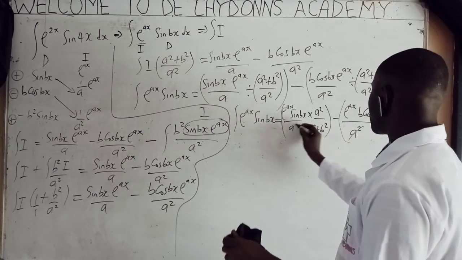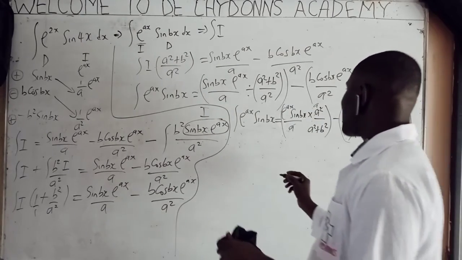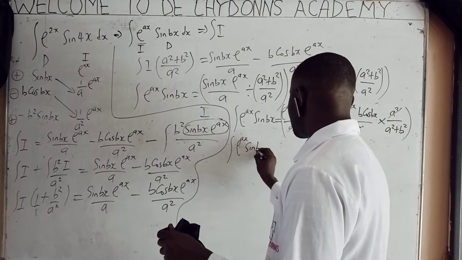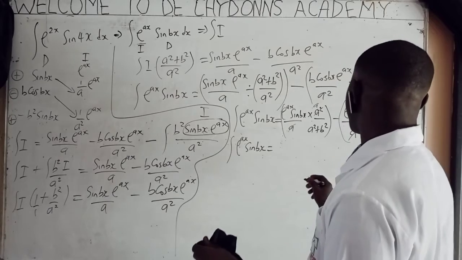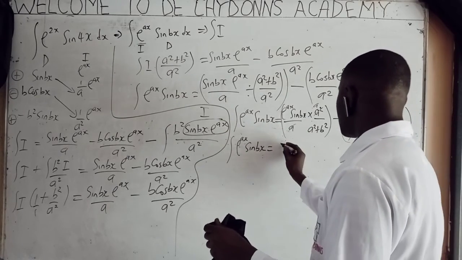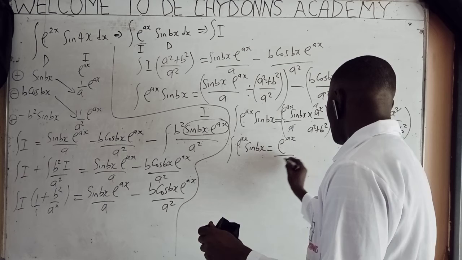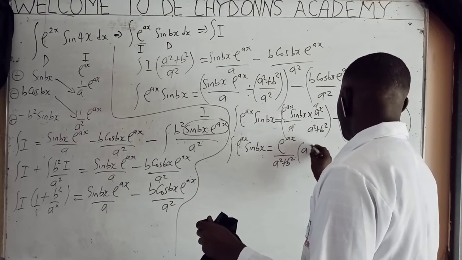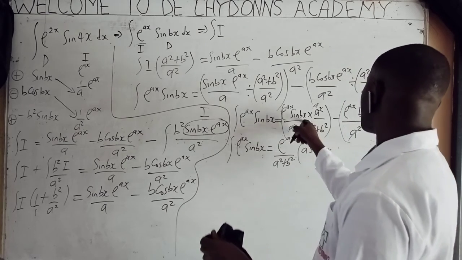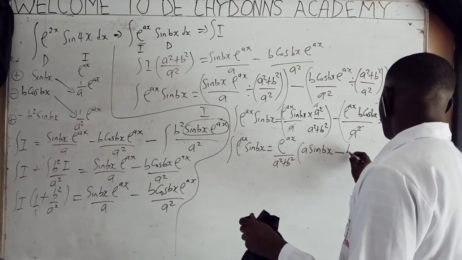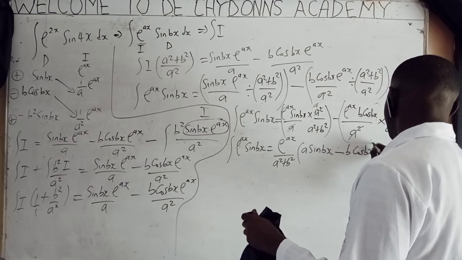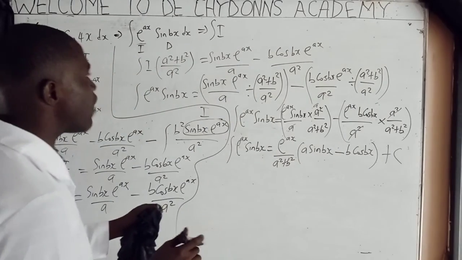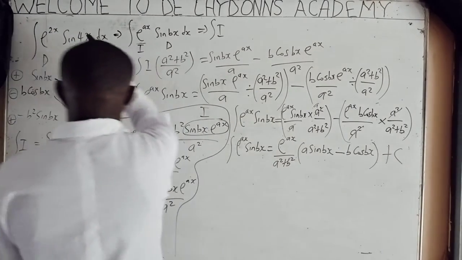This we cancel, this we cancel only one a. That will be giving you the integral of exponential ax sine bx equals, what do these two have in common? Exponential ax all over a squared plus b squared bracket a sine bx, that will be what will remain, minus b cos bx plus c. So we've been able to derive the formula we need. So this is the formula we need to solve this question.